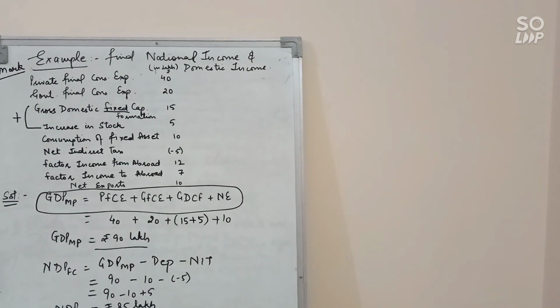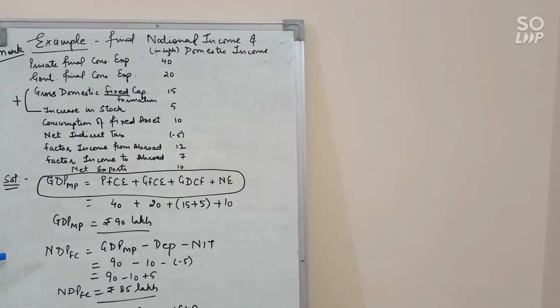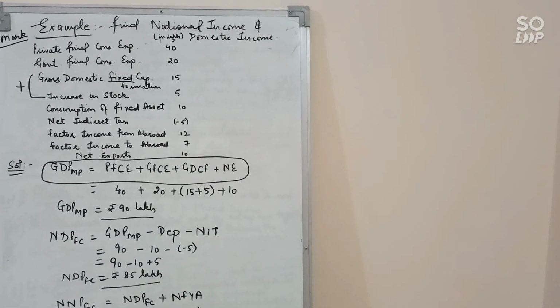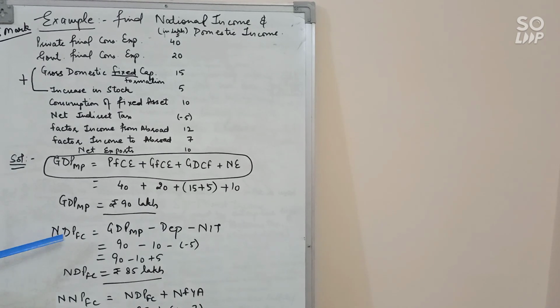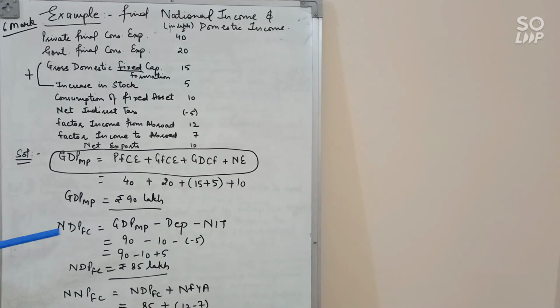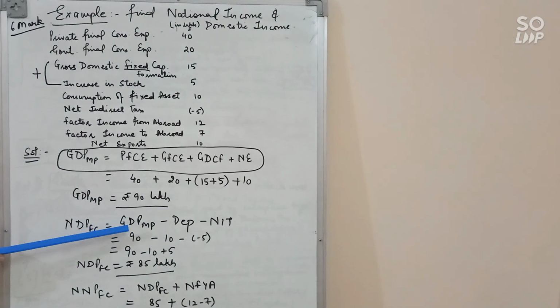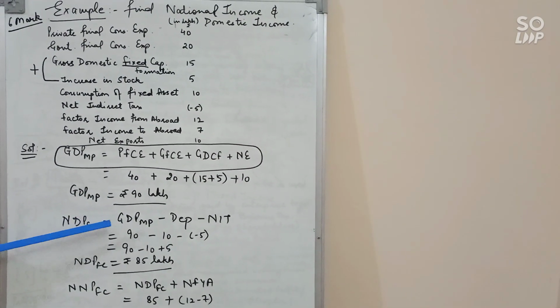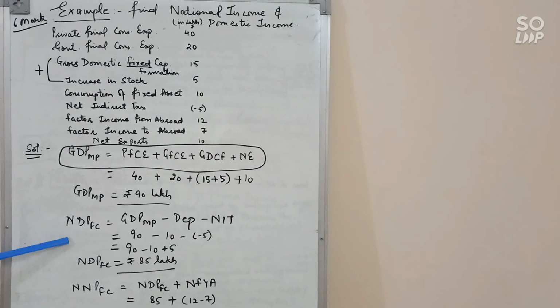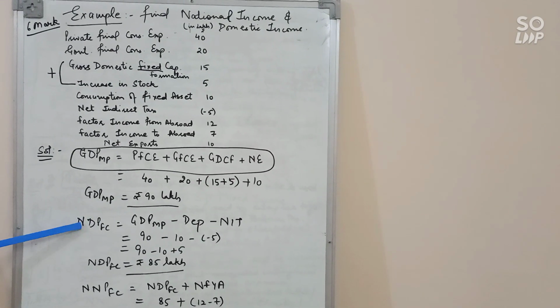The question is saying find out national income and domestic income. So let's start. We need to calculate domestic income. Domestic income is also known as NDP at FC. So NDP at FC is equal to GDP at MP. GDP at MP we have calculated. So we need to convert it into NDP at FC. How will you convert? Here G means gross. Gross is given and we need to find out net.